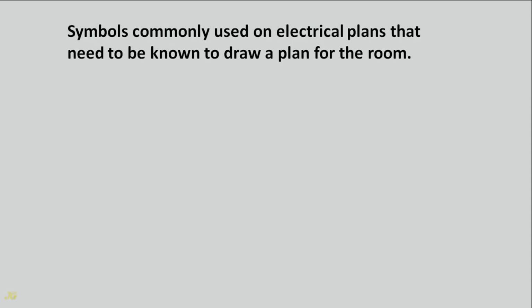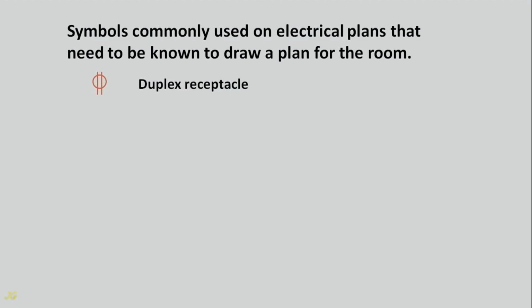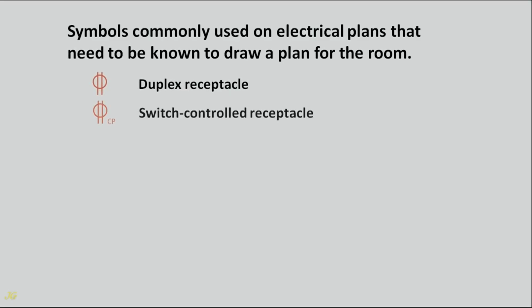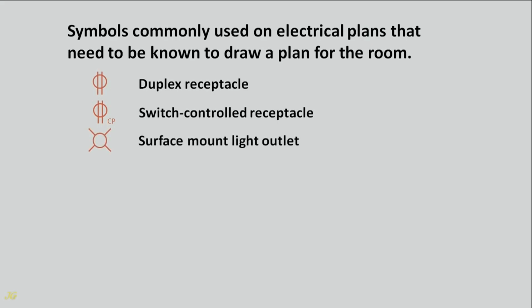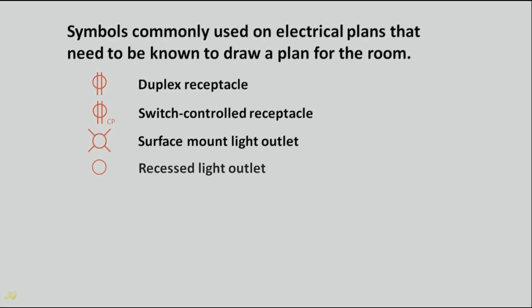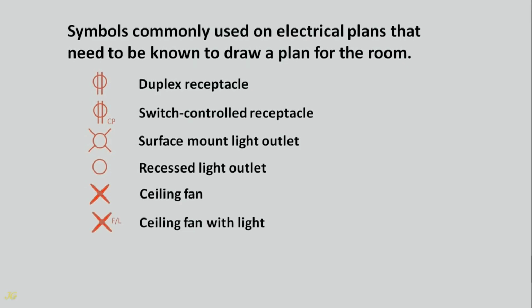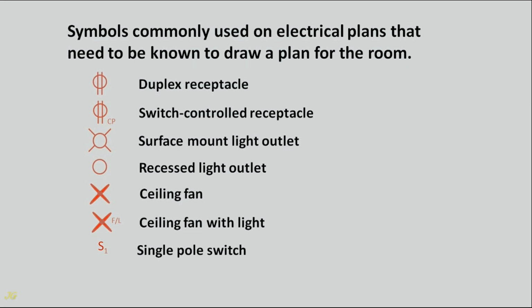Symbols commonly used on electrical plans that need to be known to draw a plan for the room. Duplex receptacle. Switch-controlled receptacle. Surface mount light outlet. Recessed light outlet. Ceiling fan. Ceiling fan with light. Single pole switch.